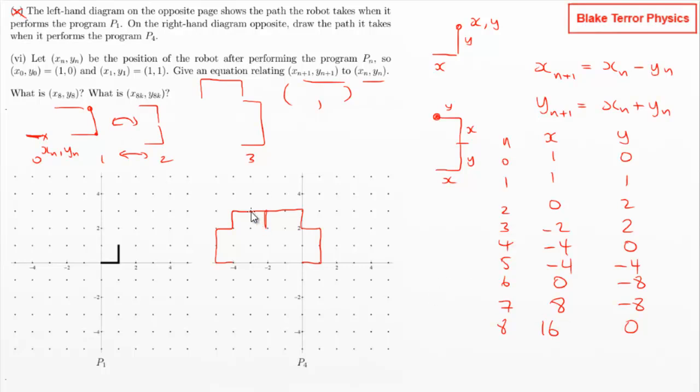Right, so 16, 0. What is x8k, y8k? Right, it suggests this is going to be repeating then. Let's keep going and see if we can get a repeat. 9, 10, 11. So difference 16, add them together, 16, difference 0, add them together, 32, difference minus 32, add them together 32. This is following a pattern then.